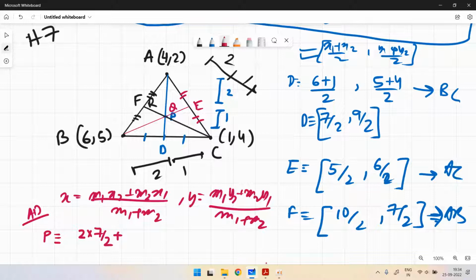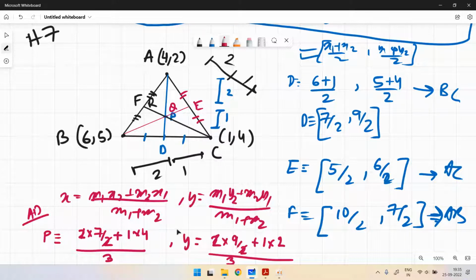plus m2, 2:1, so it's 1, and what is x1? x1 is 4 by 2, plus 1 is 3, comma y is m1 is 2, and what is y2? Oh, sorry, m1 y2. So y2 is 9 by 2. What is m2? m2 is 1, and what is y1? It is 2. This 2 and this 2 must cancel. This is 1, and this 2 must cancel. Upon 2 plus 1 is 3.